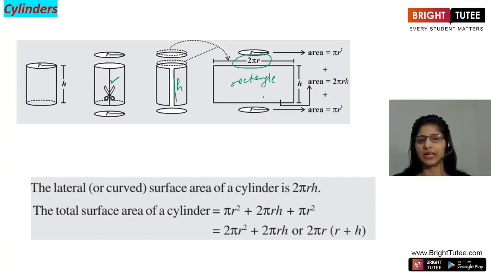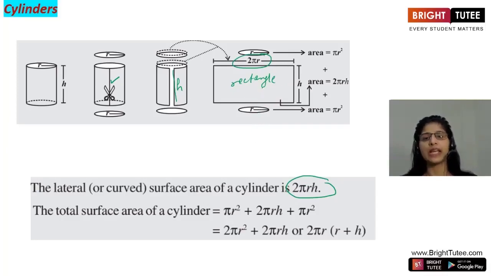If I talk of the area of this rectangle, that means this is the curved part only. So when we talk of only the curved surface area, the length into breadth, that is 2 pi r into h. So it is 2 pi rh. When we talk about curved surface area or lateral surface area of the cylinder, it is 2 pi rh, and the reason you can see here. You can just perform this activity.